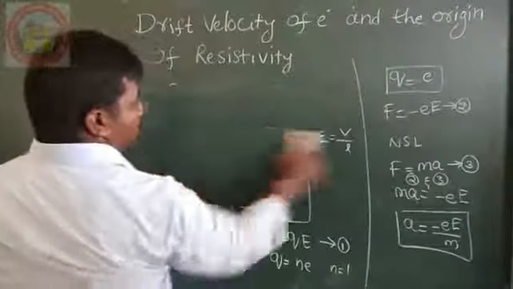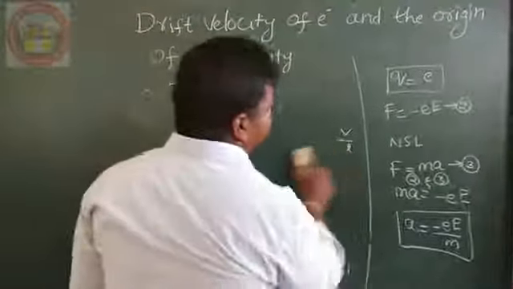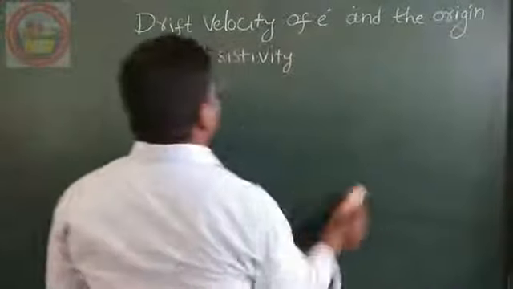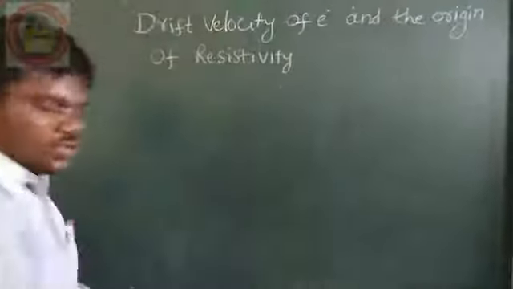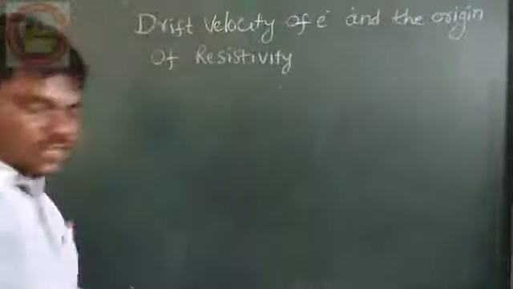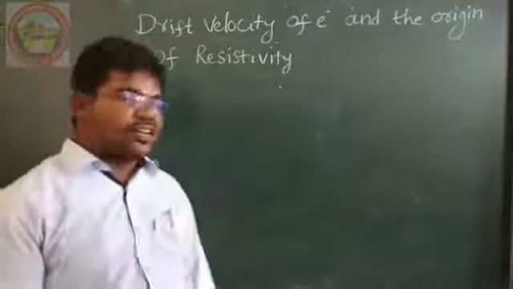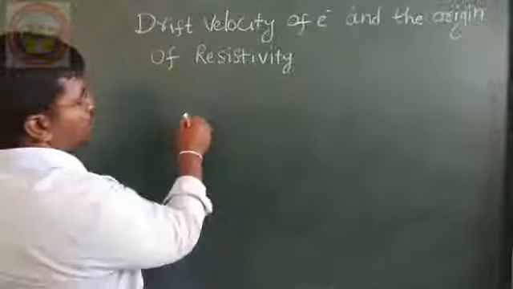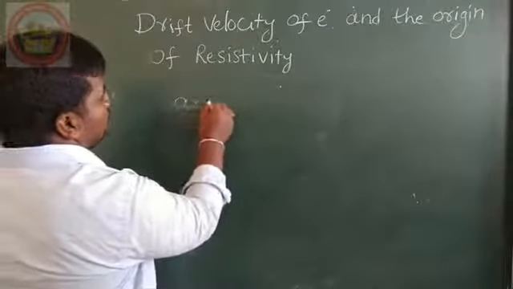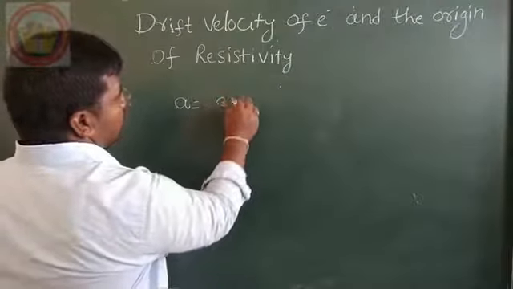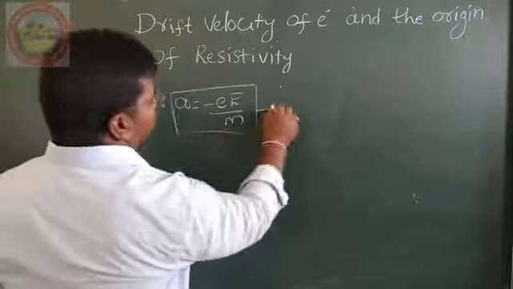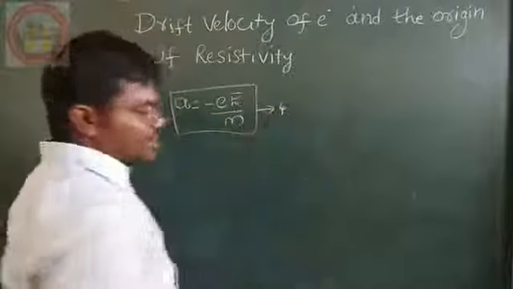Now this acceleration causes the electrons, or charges, to be in motion. Electrons are charges which are in motion. What is the last equation? A is equal to minus small e capital E by m. This is equation 4.